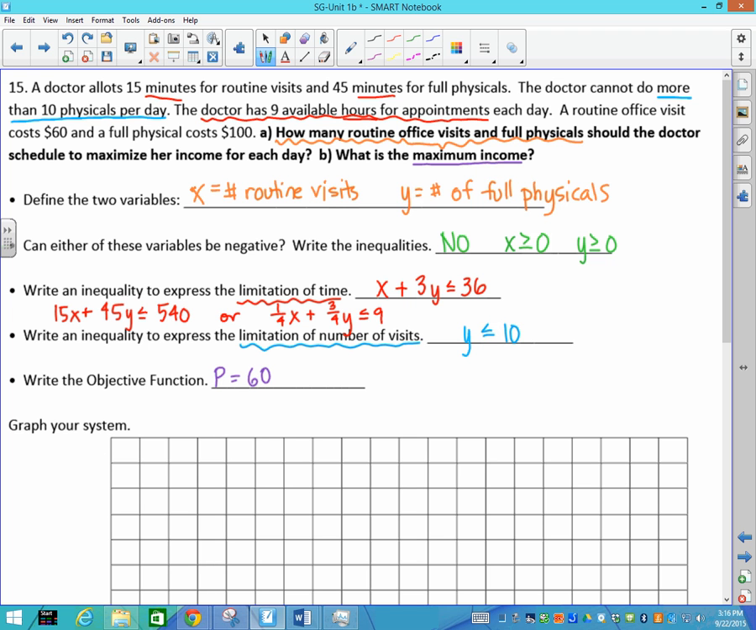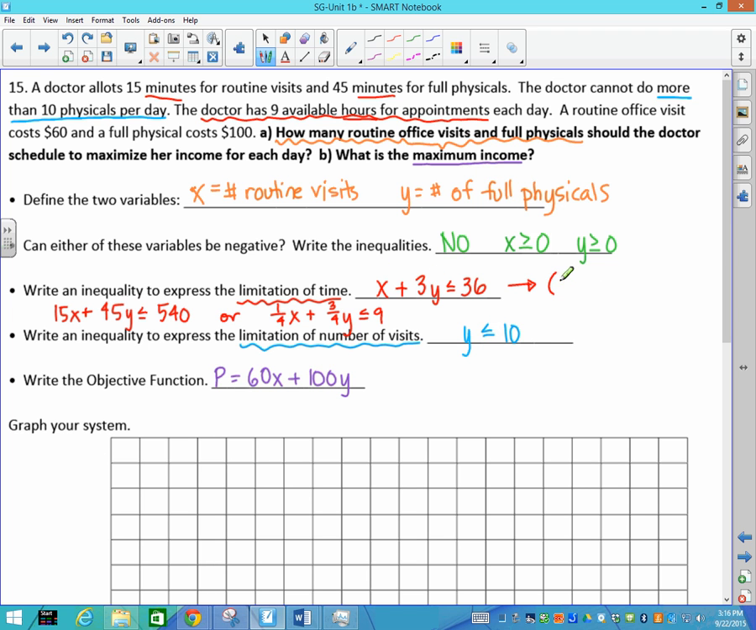She gets 60 times the number of routine visits plus 100 times the number of physicals. So my objective function is going to be 60x plus 100y. Okay, so we're going to graph those, and one of the things we've talked about in graphing a lot is that in standard form, x and y are on the same side.